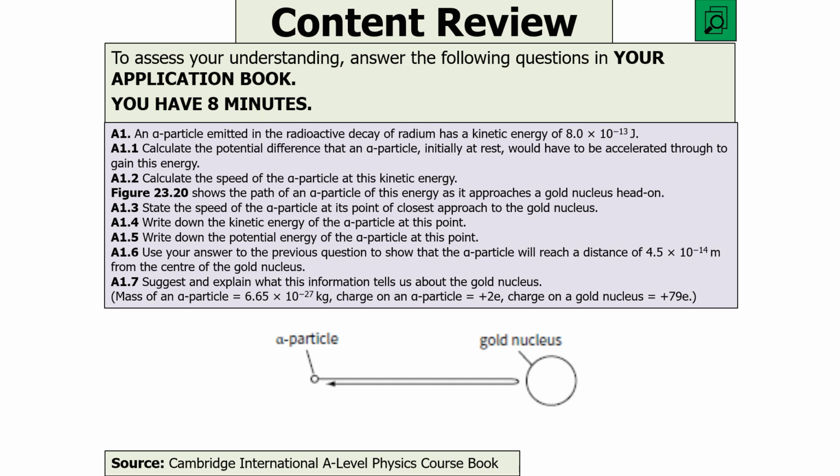Figure 23.20 shows the path of an alpha particle of this energy as it approaches the gold nucleus head on. State the speed of the alpha particle at its point of closest approach to the gold nucleus. Write down the kinetic energy of the alpha particle at this point. Write down the potential energy of the alpha particle at this point. Use your answer to the previous question to show how the alpha particle will reach a distance of 4.5 times 10 to the minus 14 meters from the center of the gold nucleus, and then suggest and explain what this information tells us about the gold nucleus. So pause the video now, then unpause the video when you want to go through your answer.